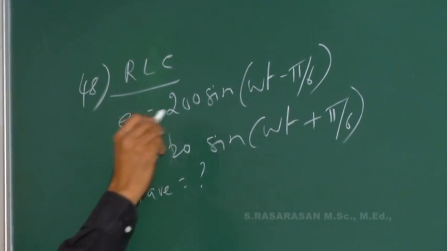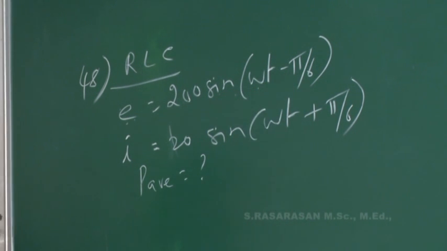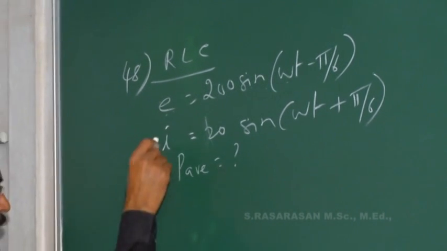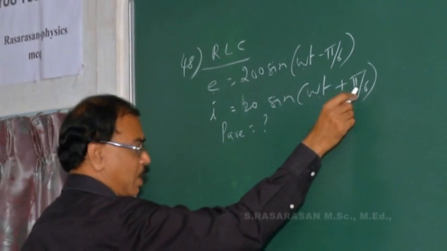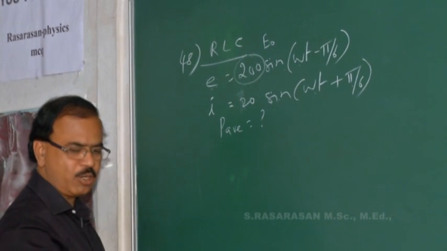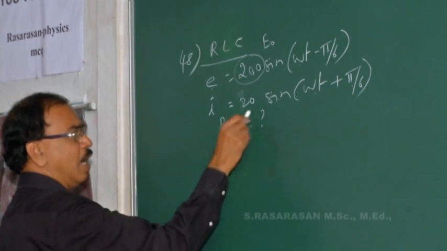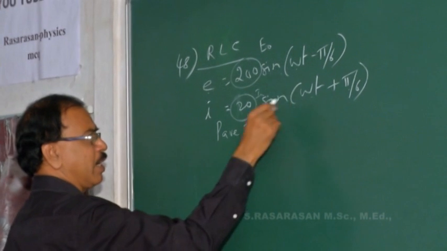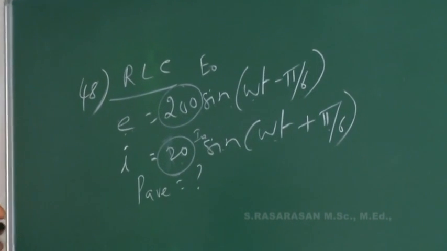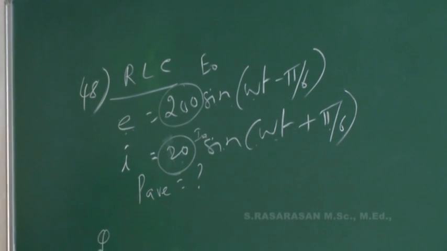This equation is in the format E is equal to E naught sin(omega t minus phi naught), with phase, the initial phase. I is equal to I naught sin(omega t plus phi naught). E naught is the peak value of the EMF, the maximum EMF, the amplitude of EMF, and I naught is the peak value of the current, the maximum current, the amplitude of current. So in these two equations, what is the phase difference?